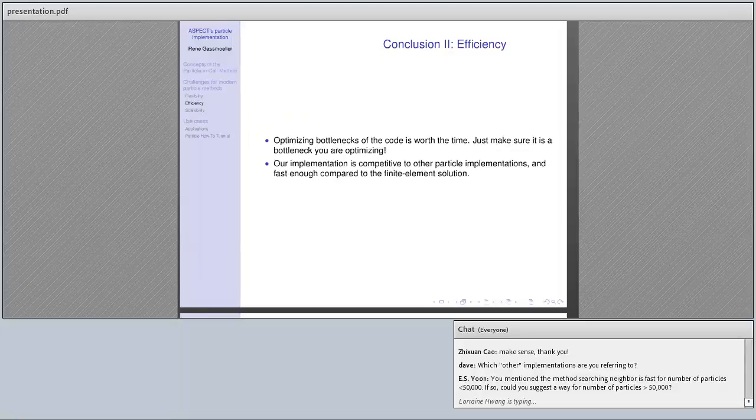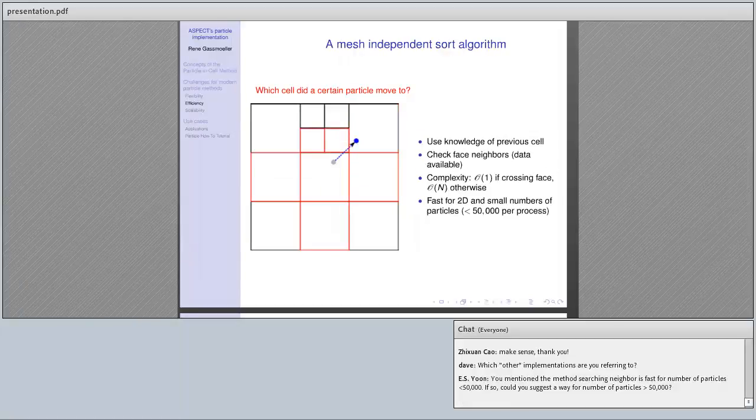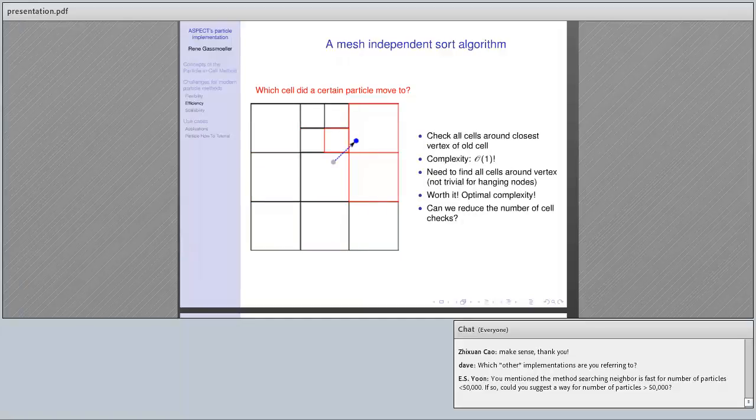Actually, another question was that I mentioned the method is fast for the number of particles less than 50,000 per process. And what about the number of particles if there are more than 50,000 particles per process? The last algorithm I described works perfectly independent of the number of particles. So let me go back. This one, only checking the face neighbors, works pretty well up to 50,000 particles per process. But these ones, checking the cells around the closest vertex, work very well independent of the number of particles.